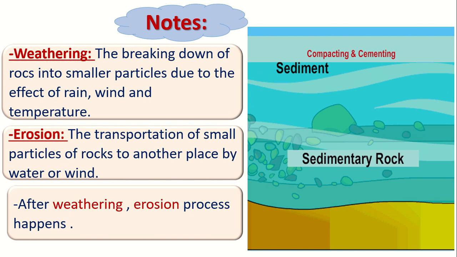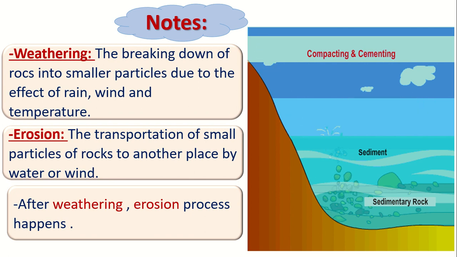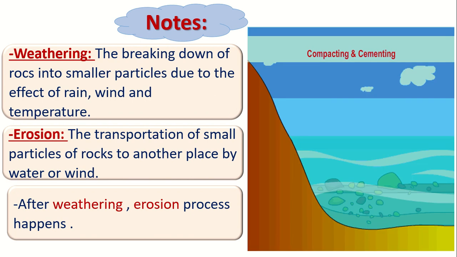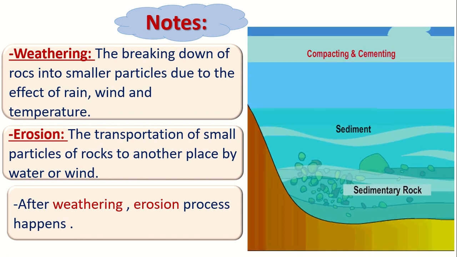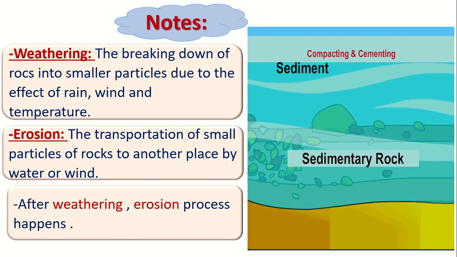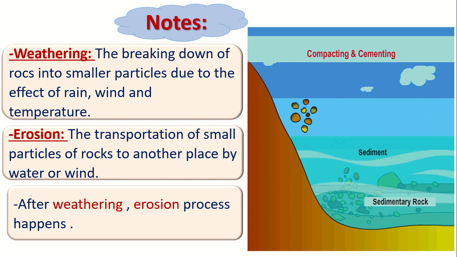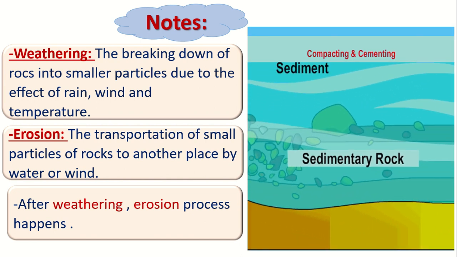Number two, we have erosion. What's the meaning of erosion? Now, after weathering, the rock becomes smaller particles. If some wind or some water comes, it will transport these smaller particles to another place. When this transportation happens, this is called erosion. So erosion means transportation of the smaller particles of rocks to another place by water or wind.